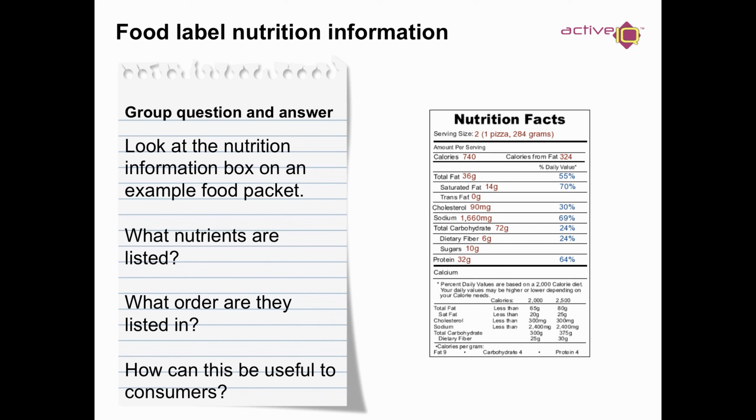And how can this be useful for customers? So it's all about how you interpret the label, and it's really about knowing the goals of your client. You need to know that your client needs to have, for example, 120 grams of protein per day. You can then look at this product and see, yes, there are 32 grams of protein in it, so that's going to be okay for me to eat. That's going towards my protein target for the day.